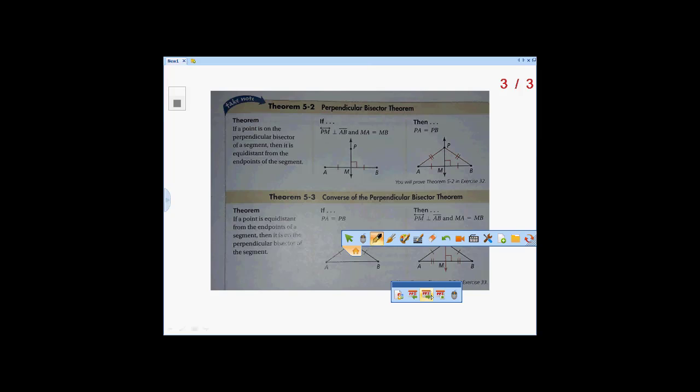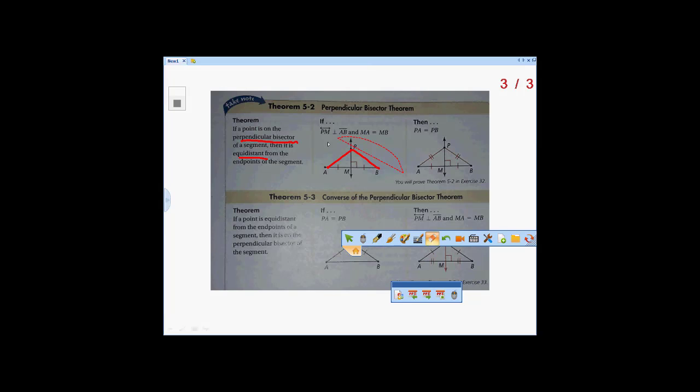If a point P is on the perpendicular bisector of a segment, we said before that perpendicular bisector means it makes an angle of 90 degrees, and this point M is a midpoint. Then it is equidistant from the endpoints of the segment. What is the meaning of equidistant? P is equidistant from the endpoints of the segment. It means the length of PA is equal to the length of PB. That is the meaning of equidistant. It means equal distance.